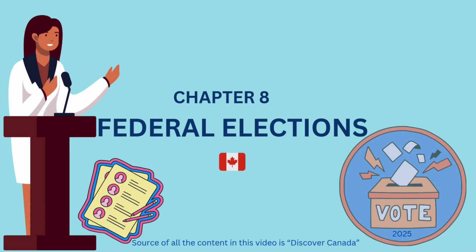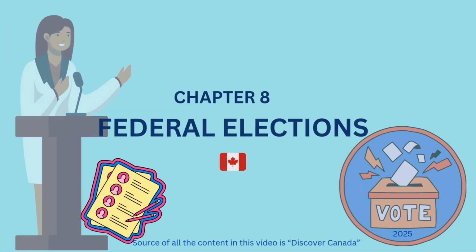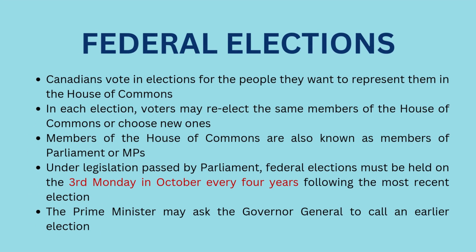Welcome to Chapter 8, Federal Elections. Canadians vote in elections for the people they want to represent them in the House of Commons. In each election, voters may re-elect the same members of the House of Commons or choose new ones. Members of the House of Commons are also known as Members of Parliament or MPs.